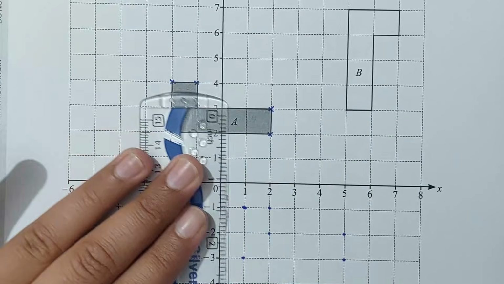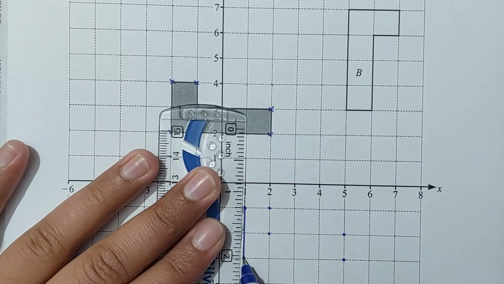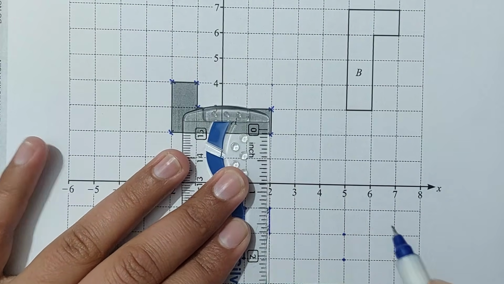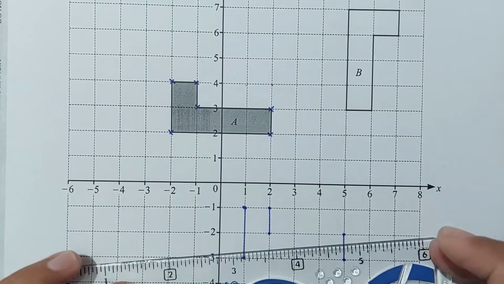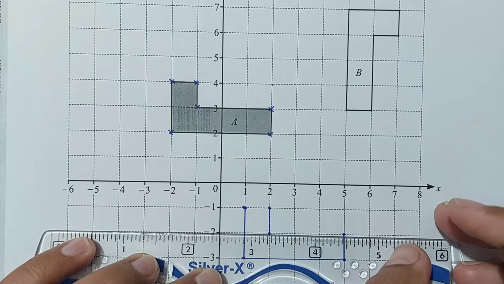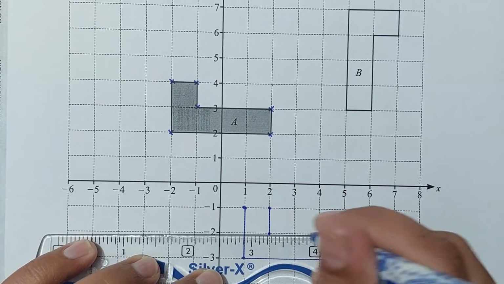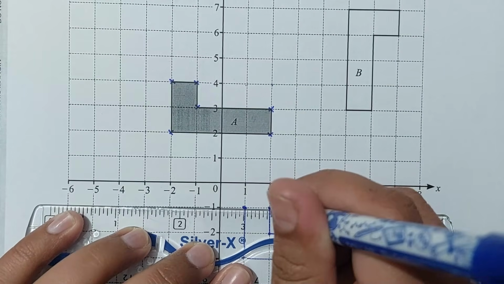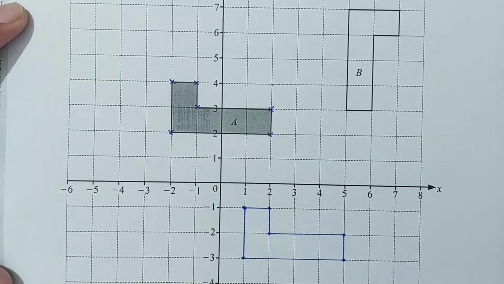Here is the shape of the translation. Here is the shape A prime, we can say.